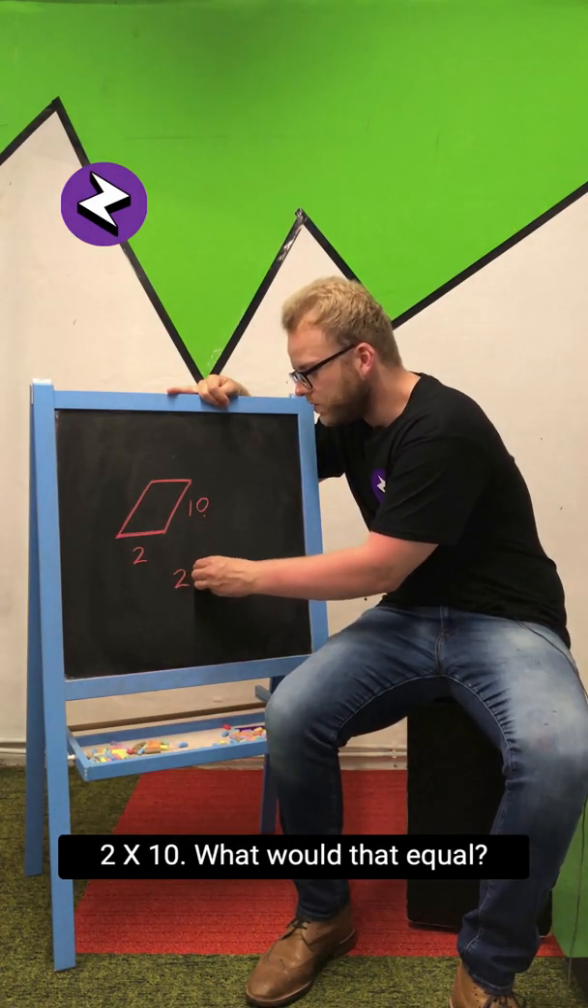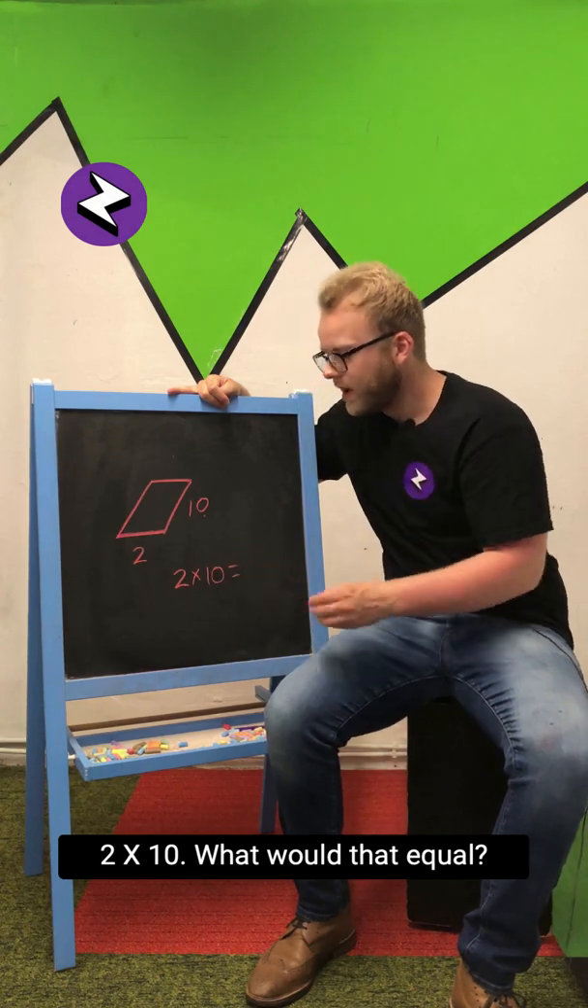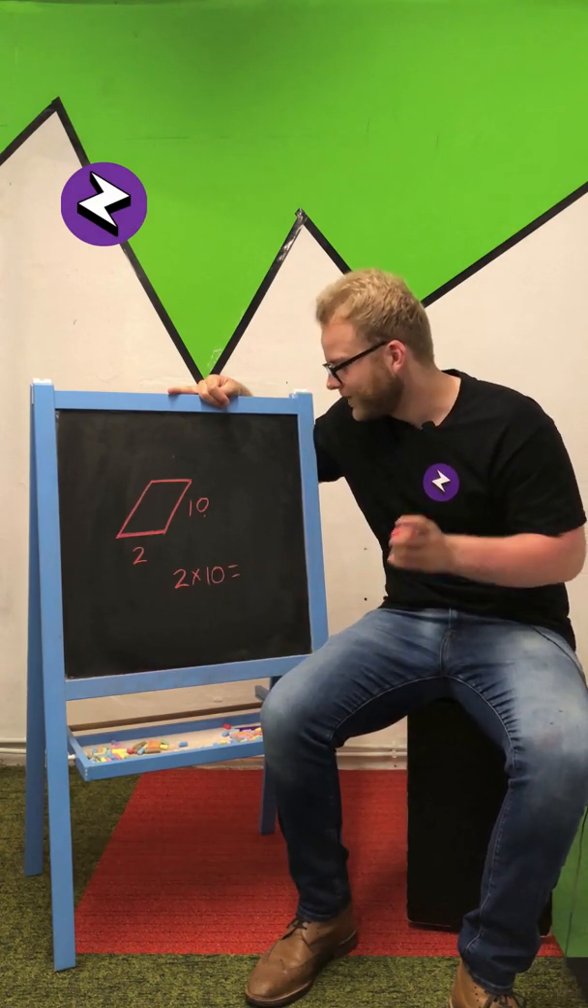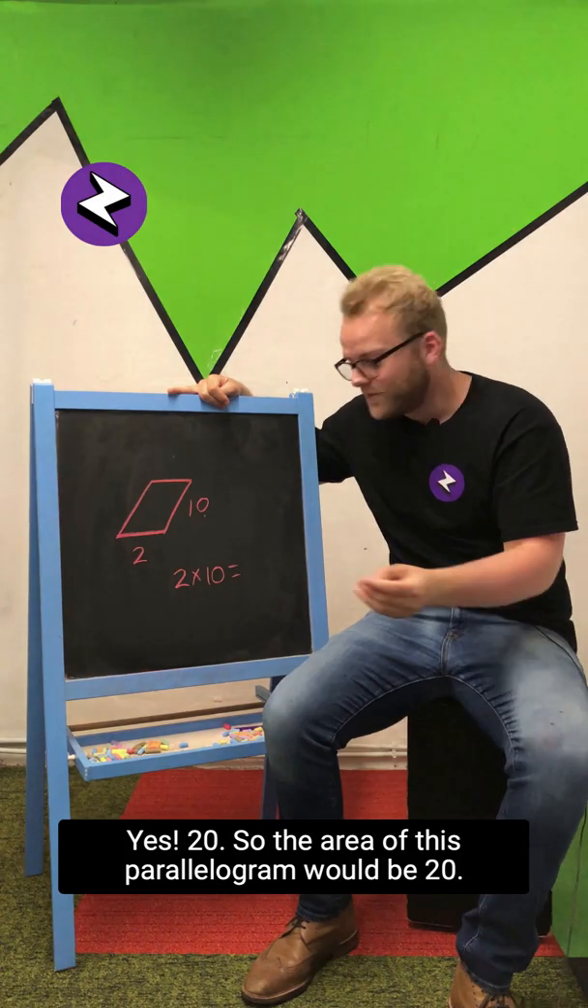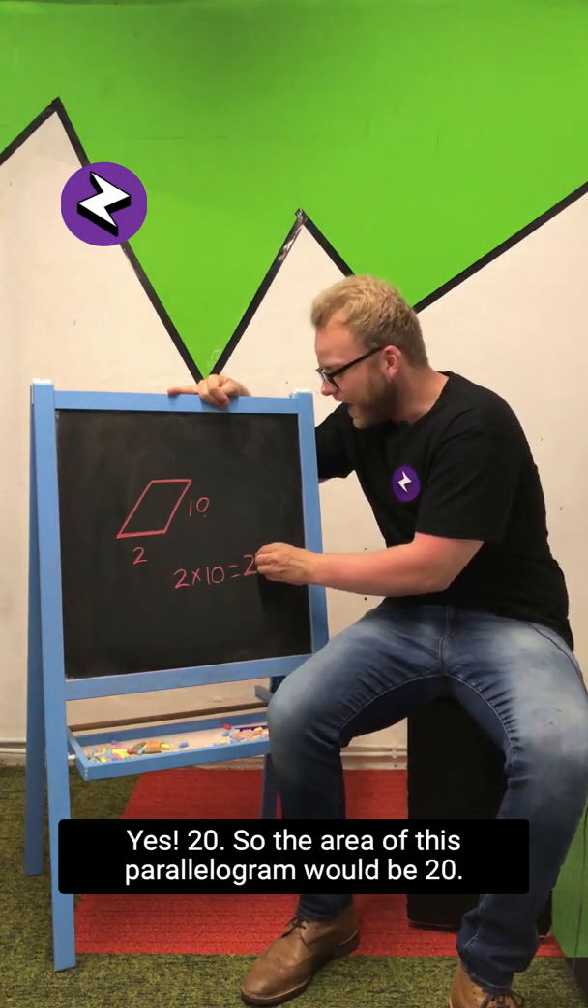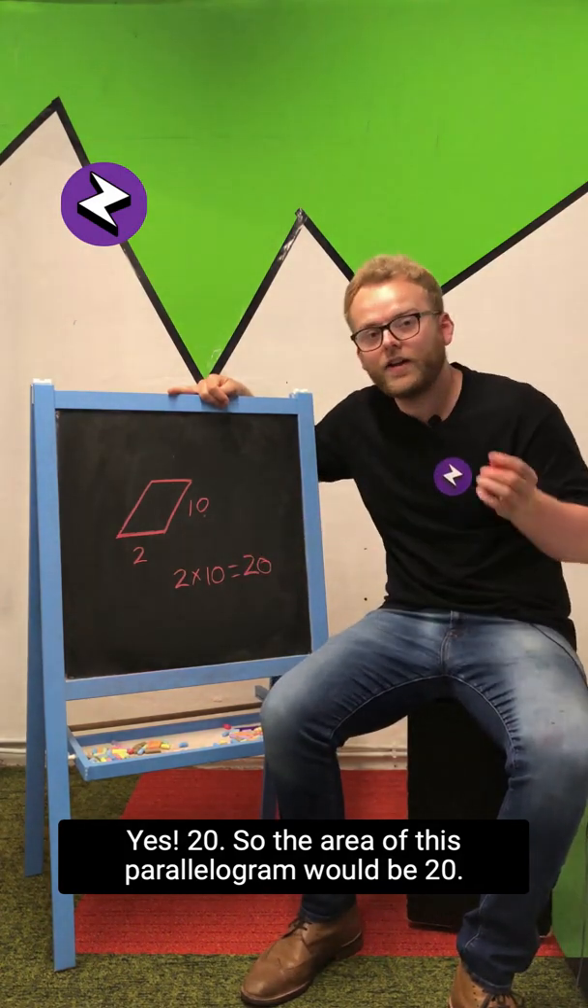So you could go 2 times 10. And what would that equal? Yes! That would equal 20, wouldn't it? So really good. So that would be the area of this parallelogram.